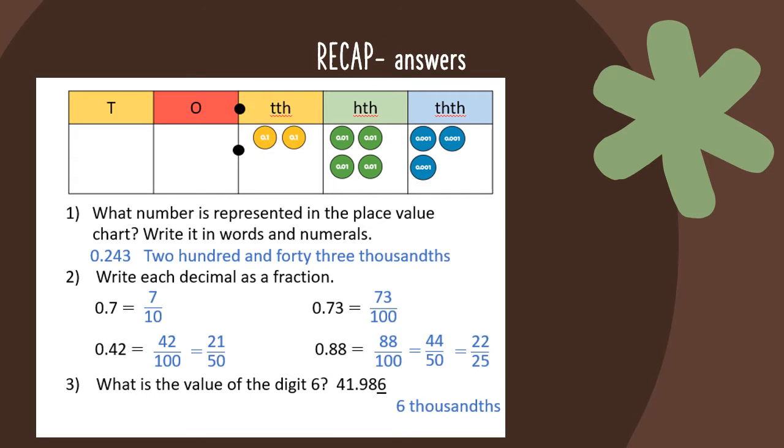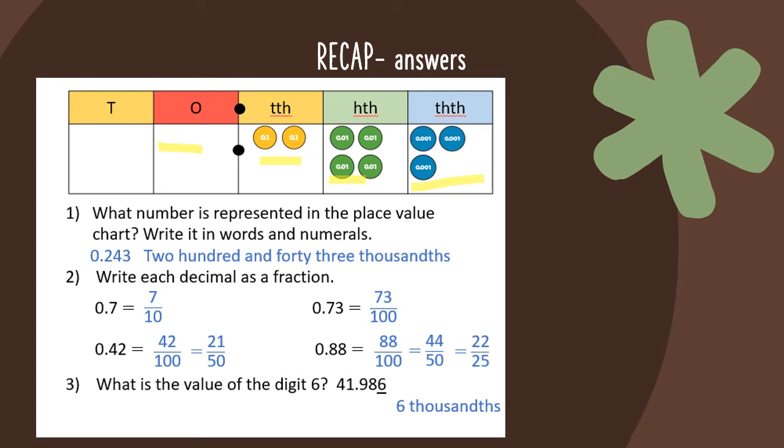And here are your answers, guys. So number 1, what number is represented in the place value chart? 0.243. We have no ones in the ones column, but I have tenths, hundredths and thousandths. Number 2, write each decimal as a fraction.